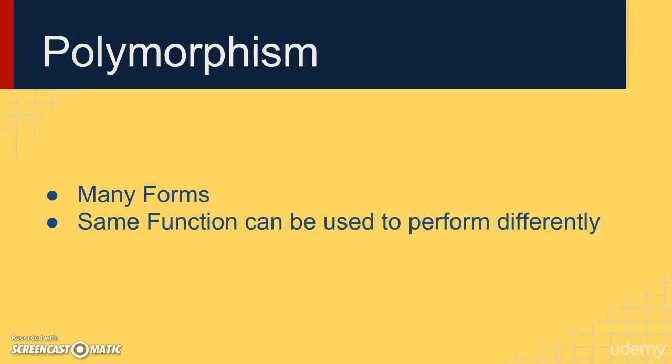Polymorphism means many forms. The same functions can be used to perform differently. We will be looking at polymorphism too. Poly means many, morphism means forms. It is a geeky word. We will have one method in the superclass and the subclass, but with different properties.